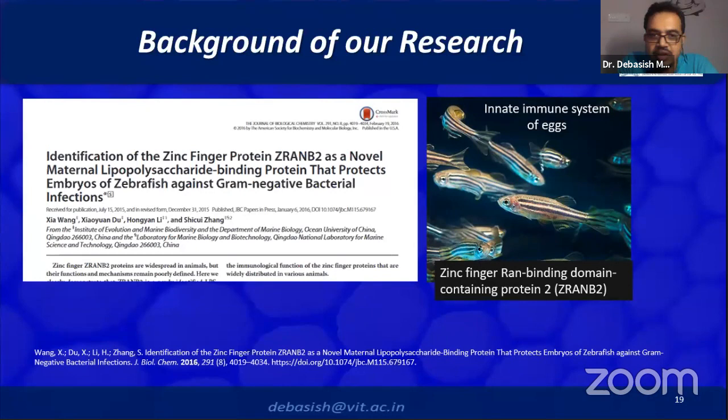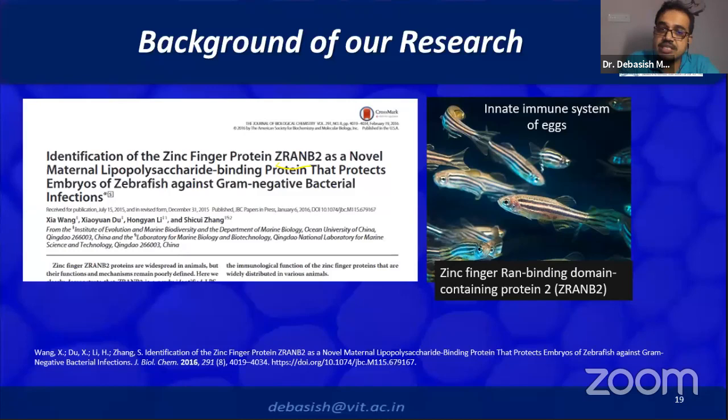For an example, you see this is a zebrafish. The egg of a zebrafish doesn't have any active immune system, but it has certain proteins called the zinc finger protein, which this paper says that it is maternal origin, meaning egg is made up of all the proteins and structures present in the mother, and it can bind to lipopolysaccharide, that is an active component of the gram-positive cell walls of bacteria. Now, it can potentially kill the bacteria as well.